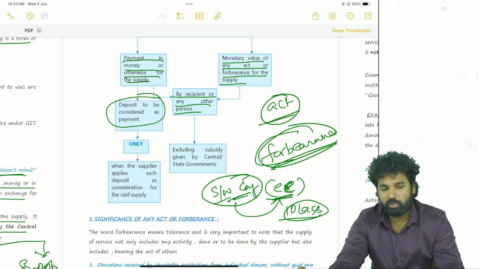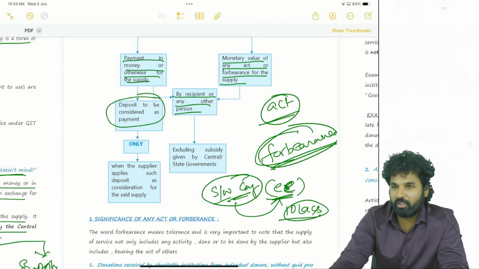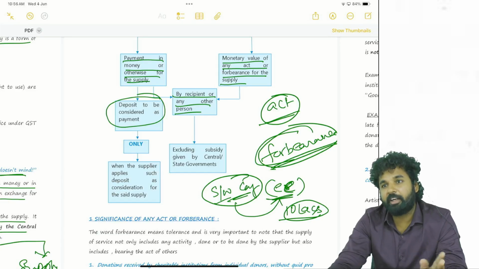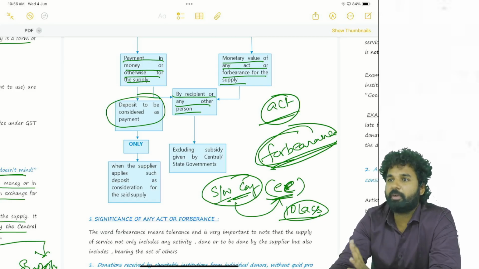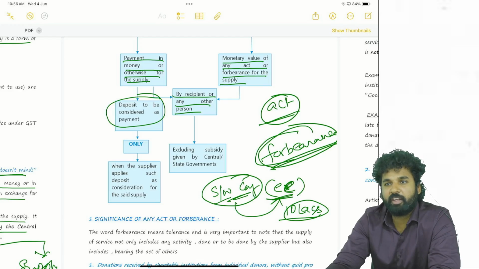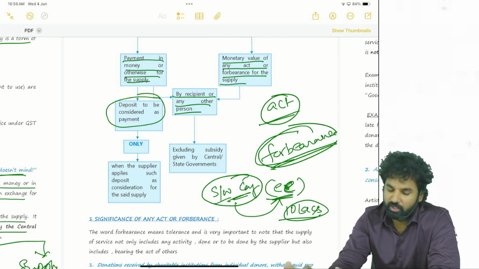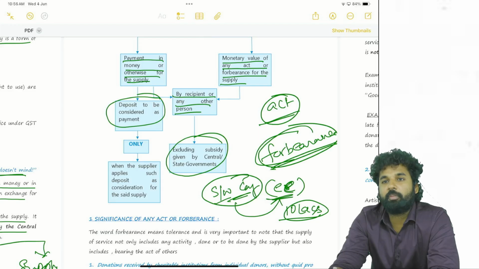You are getting it? So whenever you are taking a deposit, it cannot be directly treated as consideration. If the deposit is appropriated, then it can be treated as consideration. So rental advance is there. If that advance is adjusted to a particular month's rent, then it will be treated as consideration. If it is not adjusted and refunded, then it will not be treated as consideration.